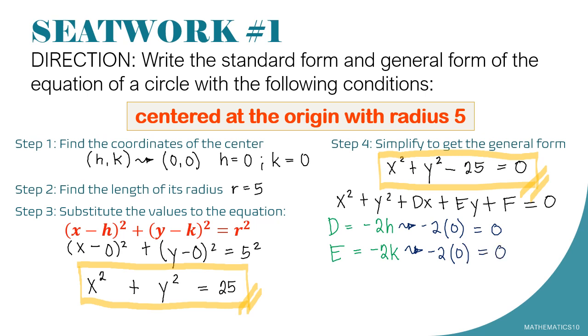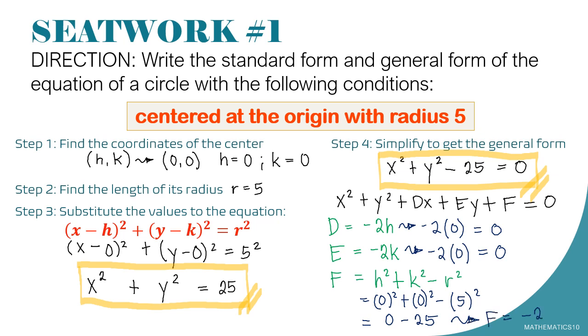And lastly, for our f, our formula is h squared plus k squared minus r squared. So if we're going to substitute, we have our 0 for h, so 0 squared, plus 0 squared again for k, minus our r is 5, so 5 squared. So simplified further, we would have 0 squared plus 0 squared, so it would be 0, and then 5 squared, it would be 25, so that would be 0 minus 25, so we would have our f equals negative 25.